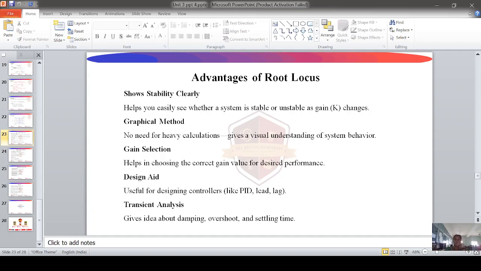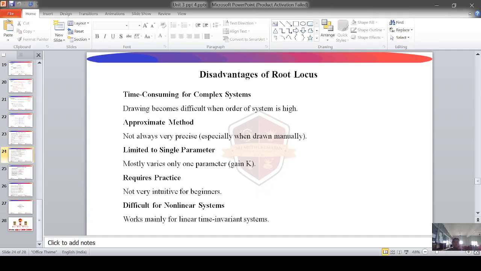Advantages of root locus: it shows stability clearly, it is a graphical method, and it helps in choosing the correct gain value for desired performance and transient analysis. Disadvantages of root locus: it is an approximate method, time consuming for complex systems, and limited to a single parameter. It requires practice and is difficult for nonlinear systems.